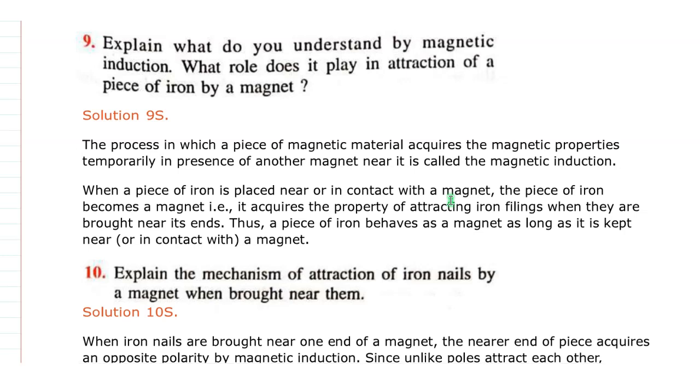What do you understand by magnetic induction? And what role does it play in the attraction of a piece of iron by a magnet? The process in which a piece of magnetic material acquires magnetic property temporarily in the presence of another magnet nearby is called magnetic induction. When a piece of iron is placed near or in contact with a magnet, the piece of iron becomes a magnet. It acquires the property of attracting iron filings when they are brought near its end. Thus the piece of iron behaves as a magnet as long as it is kept near the magnet. And we know that unlike poles create a near position and like poles create a farther position.